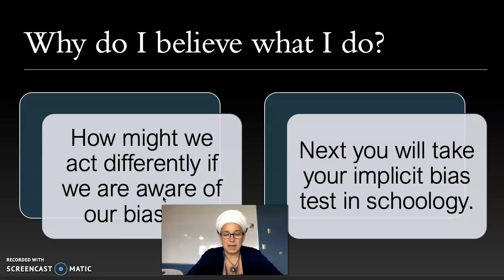So if we can unpack our biases, how might we act differently if we're aware? So when people take these tests, a lot of times they'll say, well, it didn't show me anything because I'm not racist. I don't feel that way. But what the test does is it takes your initial response to something, and that's your feeling about something. It's not the logical outcome of what you know to be true. So the next thing you're going to do is taking an implicit bias test in Schoology, as I told you, from Harvard.